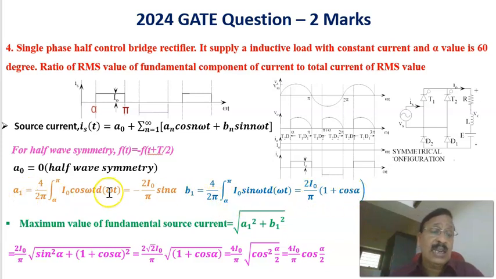The first step is calculating A1 and B1. Once you have A1 and B1, the maximum value of the fundamental is given by root of A1 square plus B1 square. Then the RMS value of the fundamental is root of A1 square plus B1 square divided by root 2. Calculating this, the maximum value of the fundamental is 4 I0 divided by pi into cos alpha by 2, and the RMS value is that divided by root 2. We'll see in the next slide.